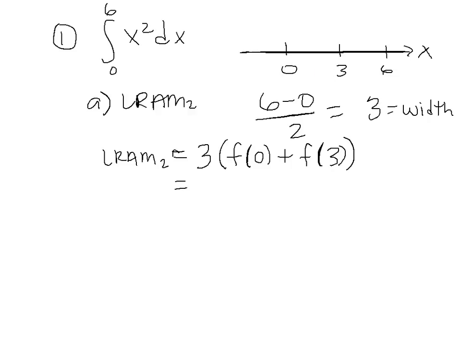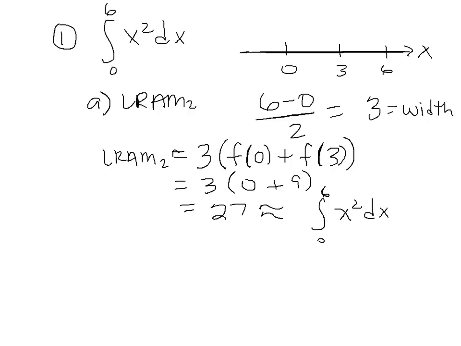Okay, and again, for each of those, you can just plug in your function. You're going to have 0 here, and you're going to have a 9 here. So overall, you should have a value of 27. This is the approximation of the integral from 0 to 6 of x squared dx. So it's just one approximation.